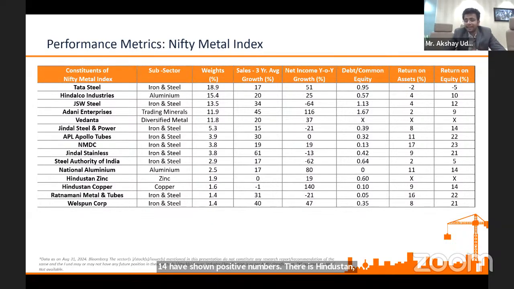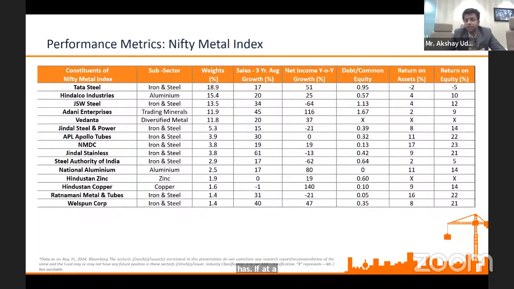Then we have net income growth. Overall, the net income growth has been again a mixed bag of numbers. For some players, it has been negative, but if we take it at an aggregate level, it's positive.